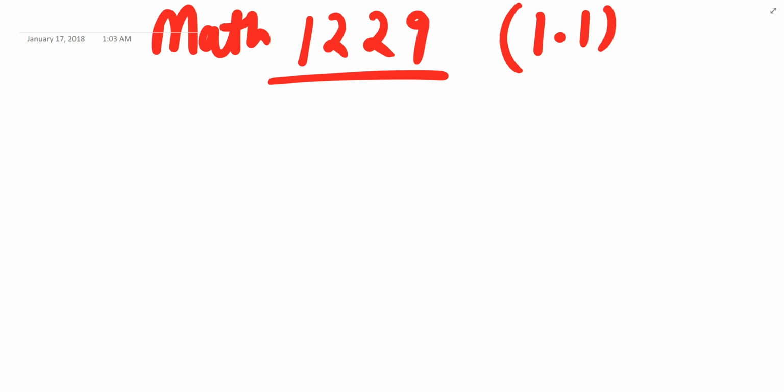So 1.1 formula list, I'll write all the formulas and then we'll do those questions. So the first is just a vector. The vector on a reference plane is a point on a reference plane which is attached with the 0, 0. For example, 3, 2.